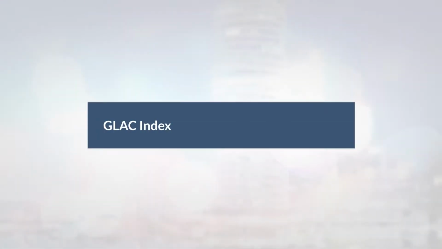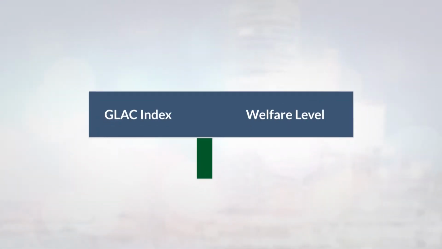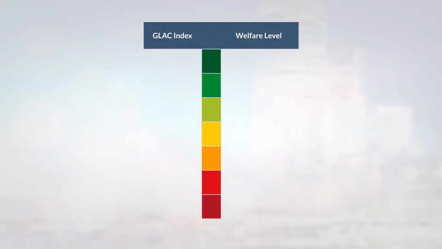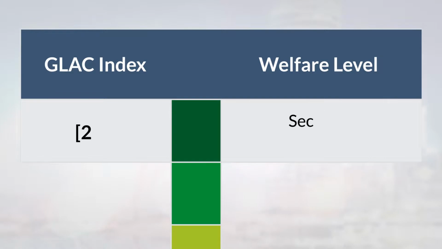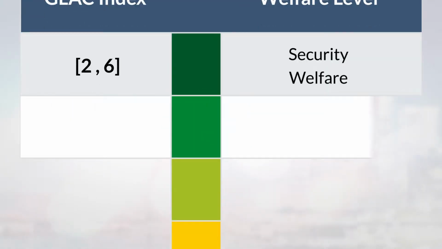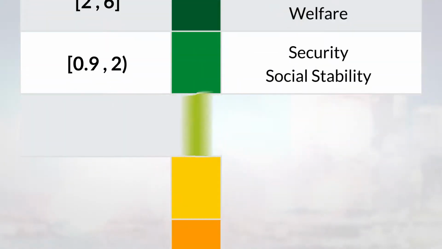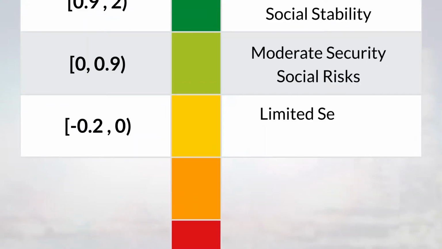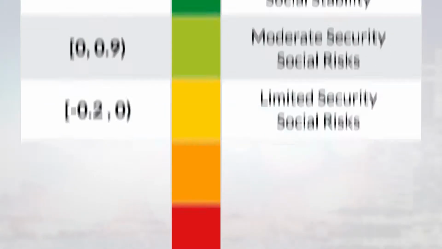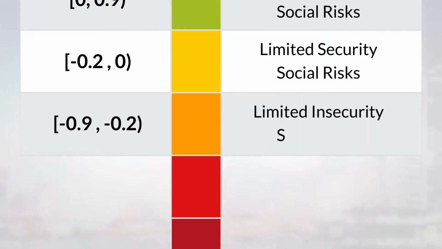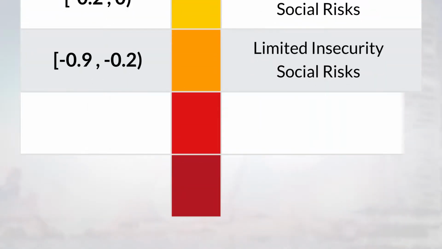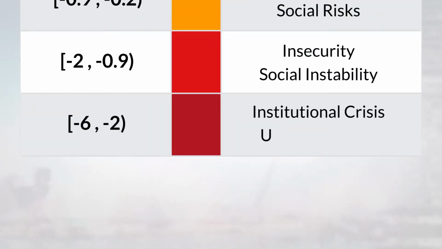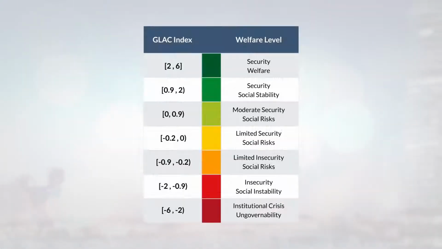For the scale analysis, the system identifies 7 levels represented by a color gradient that goes from green to red. The levels are: security with welfare, security with social stability, moderate security and social risks, limited security and social risks, limited insecurity and social risks, insecurity and social instability, institutional crisis, and ungovernability.